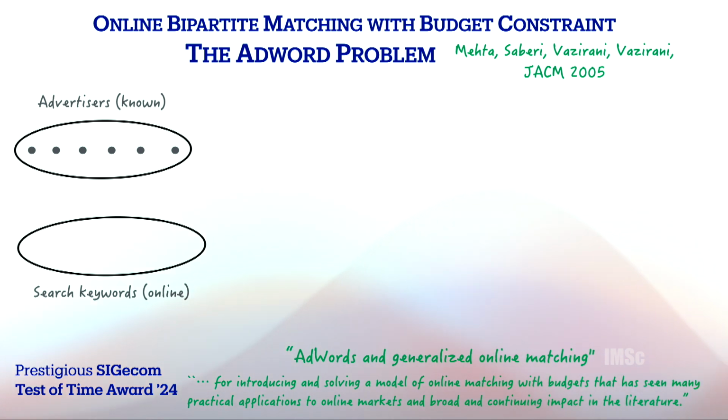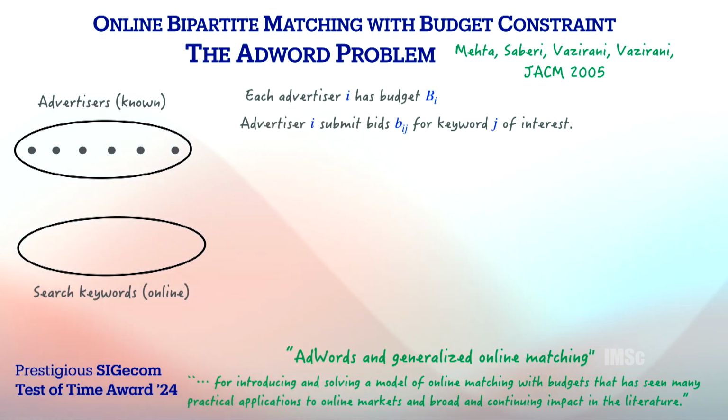So, the advertiser side of the vertices is known, and each individual budget is known. Every advertiser submits a bid: advertiser i submits a bid for a keyword, which, as in any auction, expresses their interest in this particular keyword. So, the bid tells Google how much I am willing to pay for this. Now, it does not necessarily mean they will get charged this much, but this is what it means. Larger means more interest, smaller means less interest. Okay. The search keywords come in an online sequence.